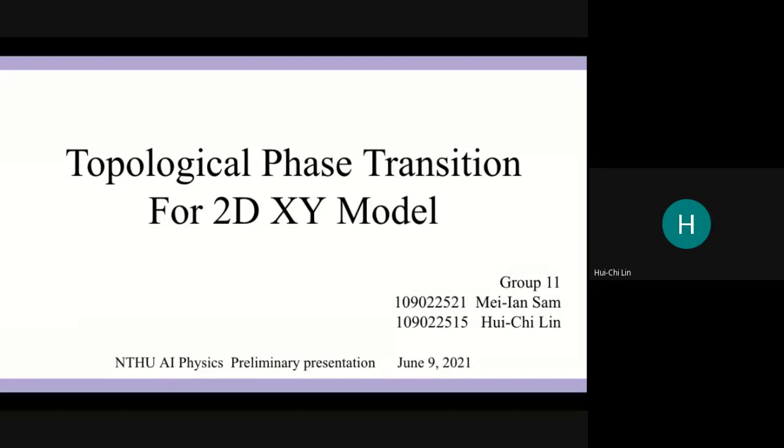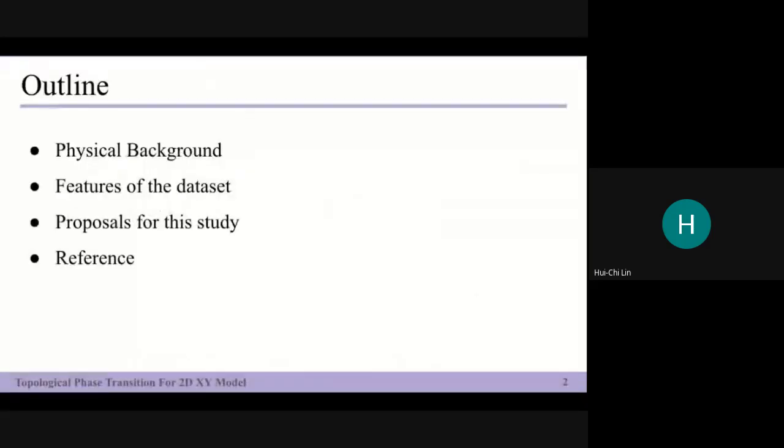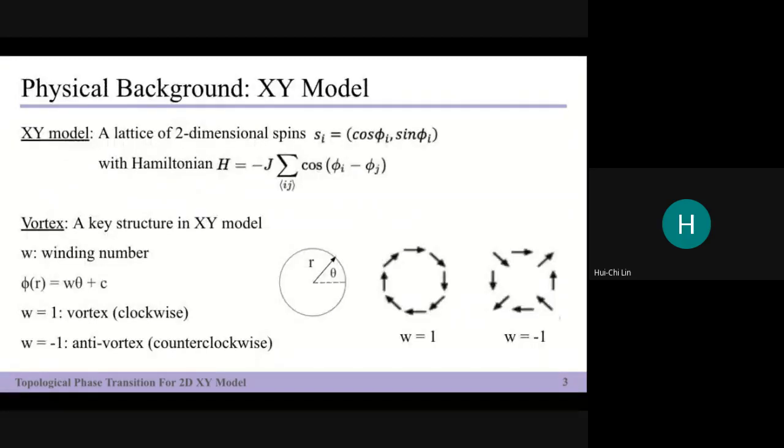Okay, hello everyone. We are group 11. Today we're going to talk about the topological phase transition for the 2D XY model. Here's our outline. First, we'll talk about the physical background for the XY model and introduce the features of the dataset. Then we'll present our proposals for this study. Next, we'll talk about the physical part first.